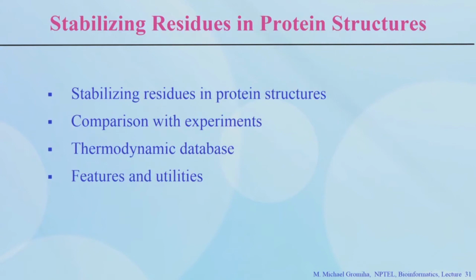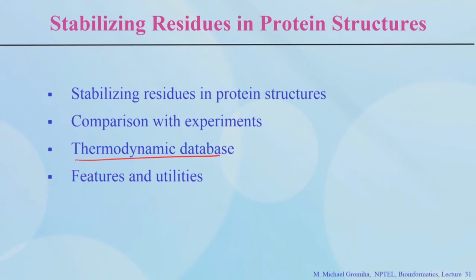Then we discussed the stabilizing residues in protein structures. Let us see some residues which are stabilizing. If you mutate these residues, that will alter the stability and function. Mainly it is based on hydrophobic interactions, long range interactions and the conservation score. Then you obtain the data and compare with experiments, mainly the data from the thermodynamic database.